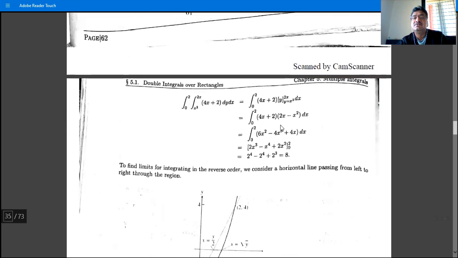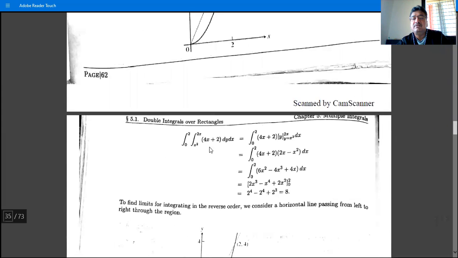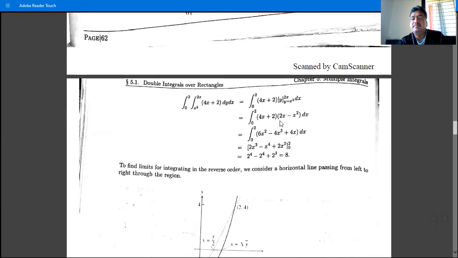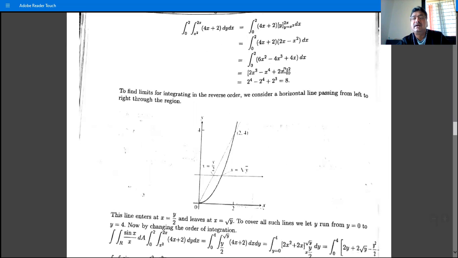So by keeping the order as it is, we have the integration with respect to y. 4x plus 2 is constant, so its integration is 4x plus 2 into y, upper limit, lower limit, and then the simplification of this bracket, and then its integration is x cubed by 3, x raised to 4 by 4, x squared by 2, and we have this upper limit, answer is 8.